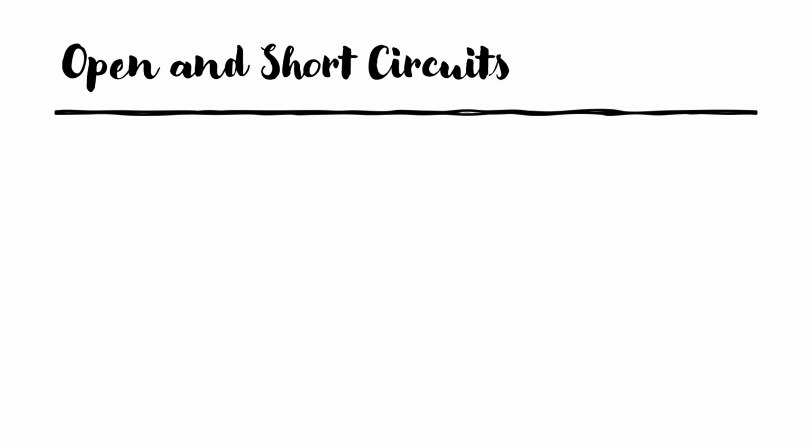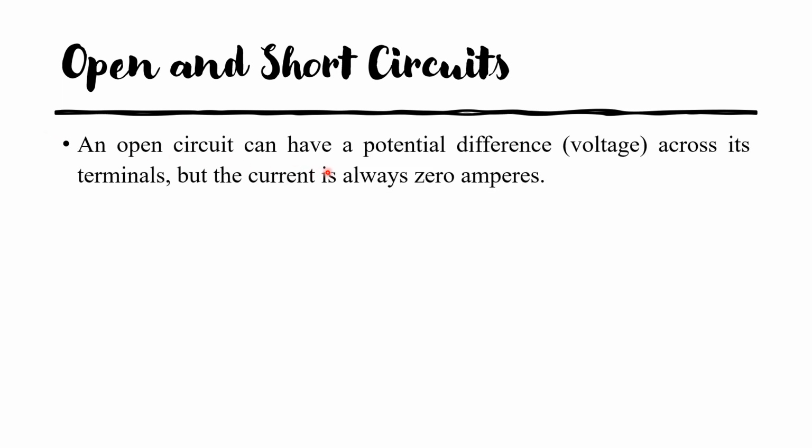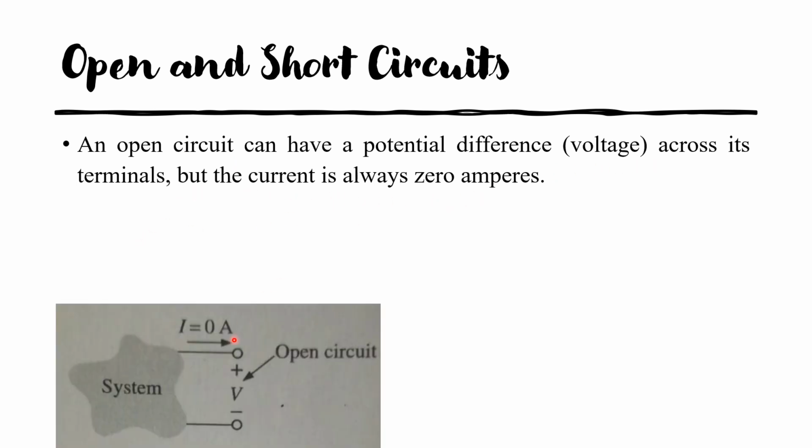Open and short circuit. An open circuit can have a potential difference across its terminals, but the current is always 0 ampere. You can see in the figure, let us suppose this is a system and here is an open circuit. When there is an open circuit, the current through it is always equal to 0 and the voltage across it is maximum.